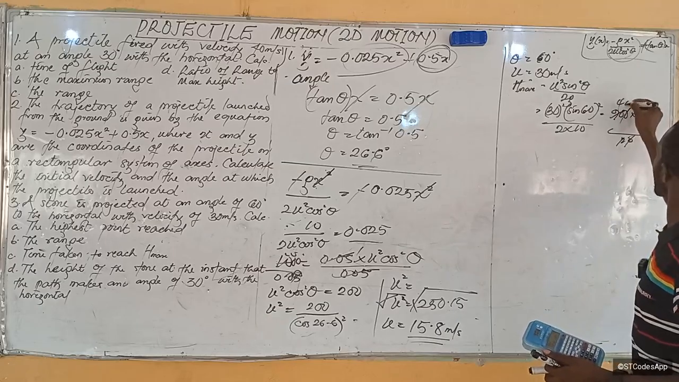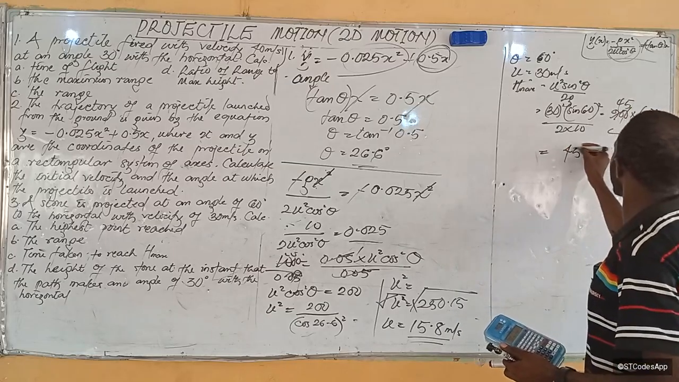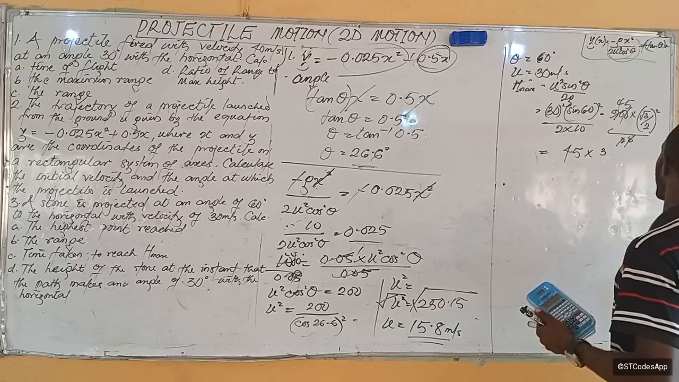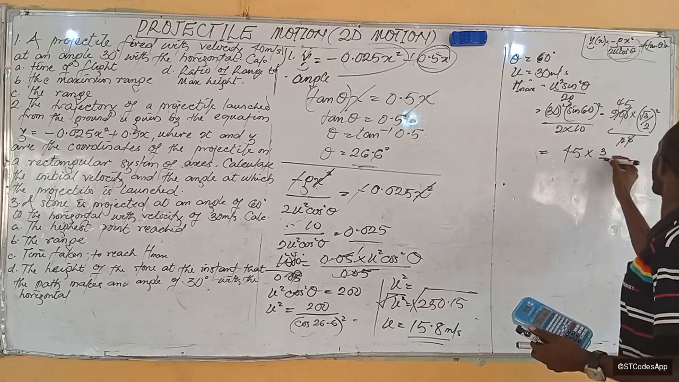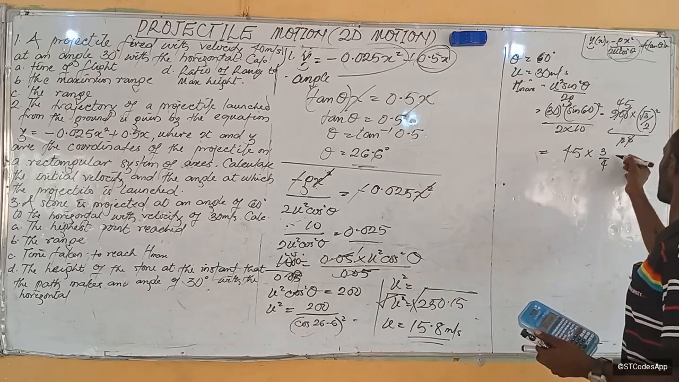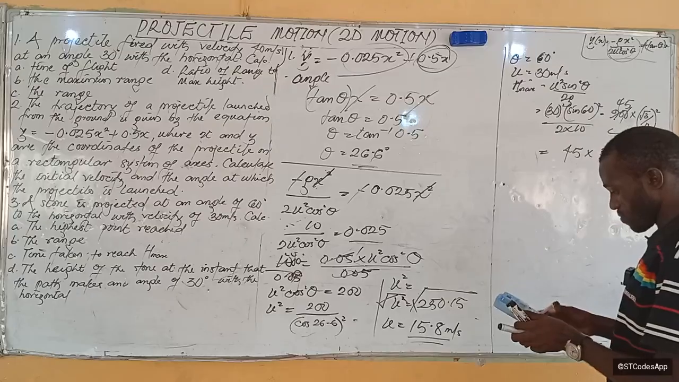This takes care of this. This becomes 45. So this becomes 45 times root 3 squared, which is 3, right? Root 3 times root 3 is root 9, which is 3, over 4. So this becomes 0.75. So 45 times 0.75.